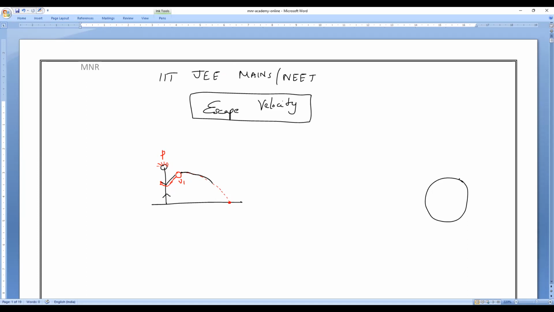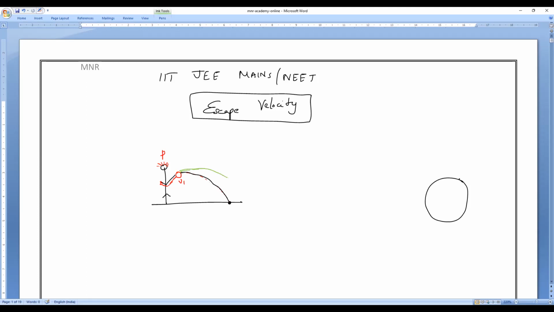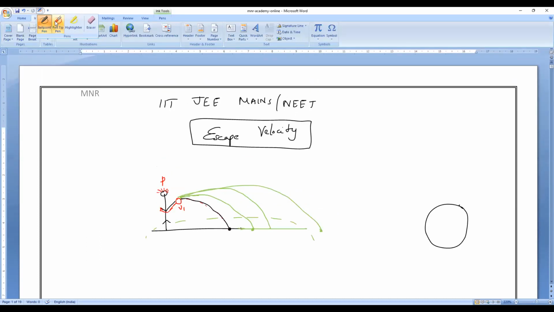Initially he threw with some velocity, that is V1. After that, he increased his velocity, so let me take it as V2. It travels some more distance and falls down. After a certain time, again he throws with more increased velocity, and after that he takes V4. With that V4, you can see it has almost crossed the Earth's surface, meaning the Earth's surface is almost up to here. So it has fallen away from the Earth, meaning it is not returning to the Earth. It has gone out of the Earth.